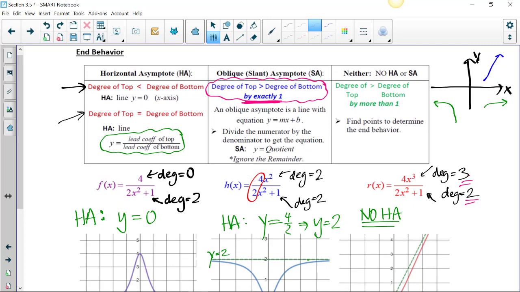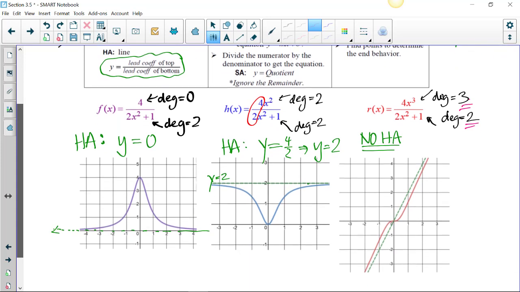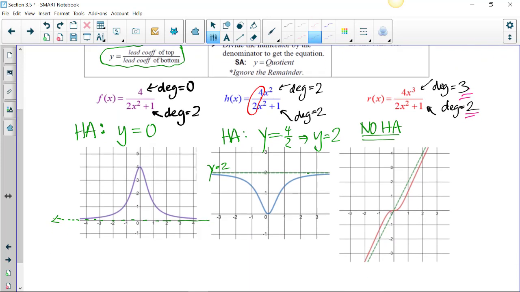So I don't know what happens at the ends. I've just got to plug in points. Plug in a big number, plug in a little number. Okay, so I can see then that this is my slant asymptote.